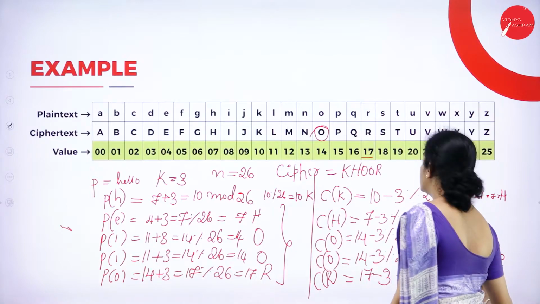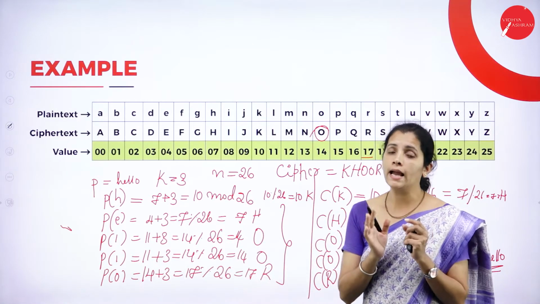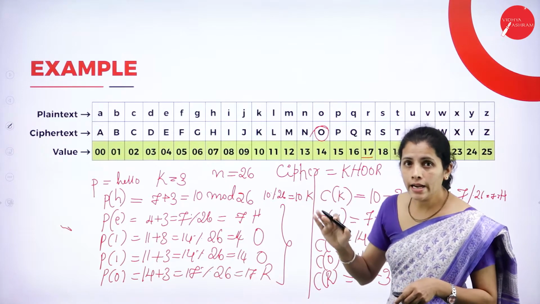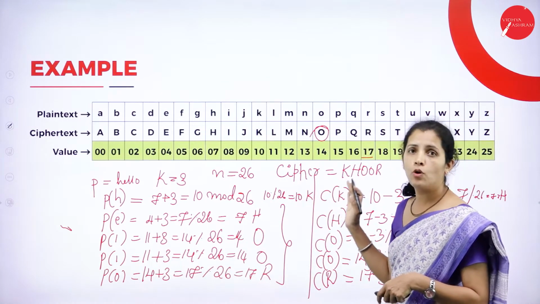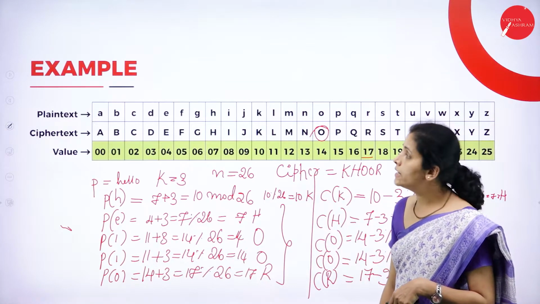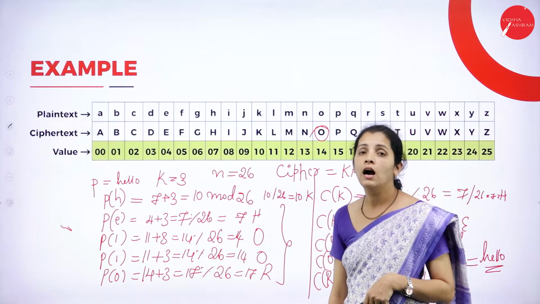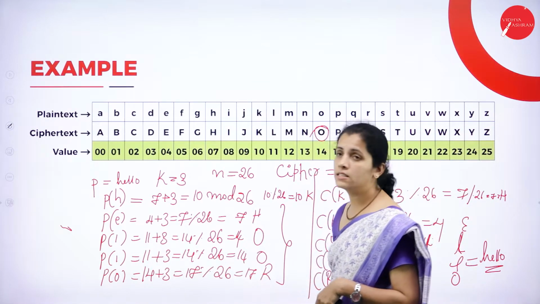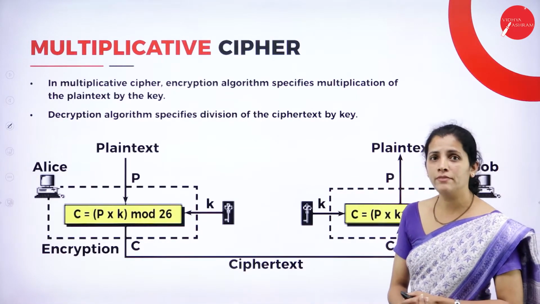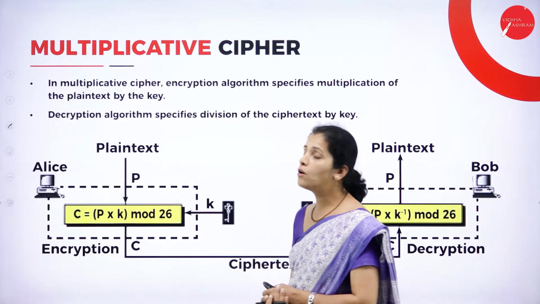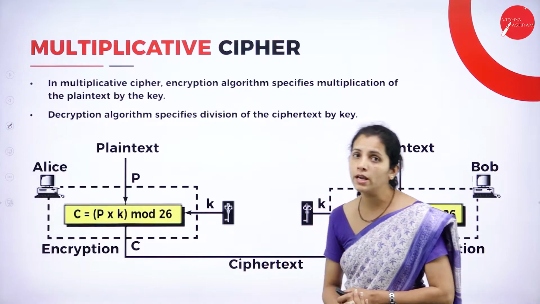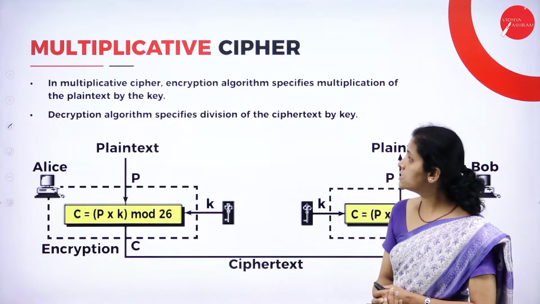So, dear student, please make a note here. While writing ciphertext, use capital letters, and while writing plain text, use small letters. This is all about additive cipher, and it's also called shift cipher, and it's also called Caesar cipher. Now, I'm going to have multiplicative cipher. This is also an example of substitution cipher. Even additive cipher is also an example of substitution cipher.